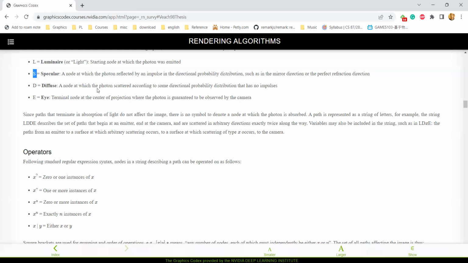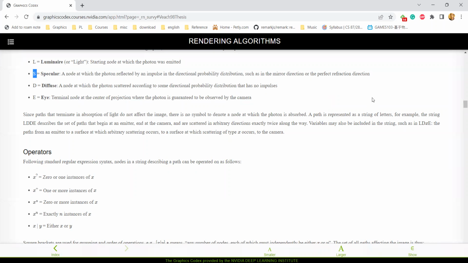These paths that terminate in absorption of light do not affect the image. There's no symbol to denote the node at which the photon is absorbed. The path is represented by a string of letters. For example, the string LDDE describes the set of paths that begin at the emitter and end at the camera and are scattered in arbitrary directions exactly twice along the way.